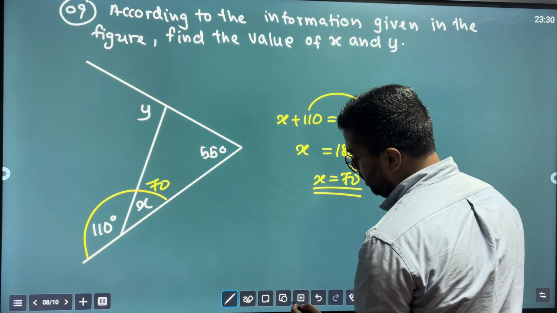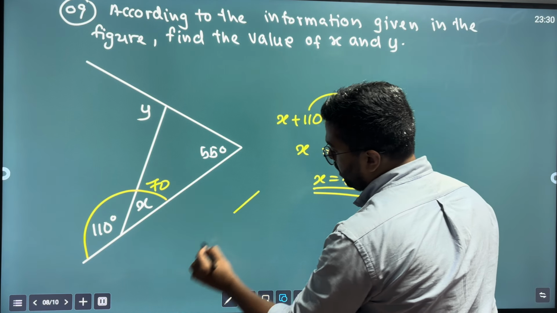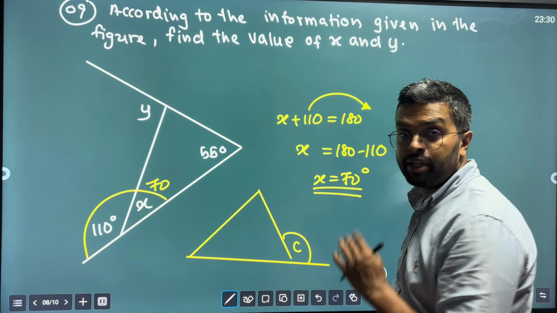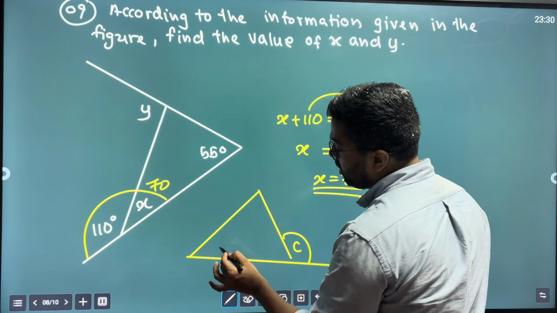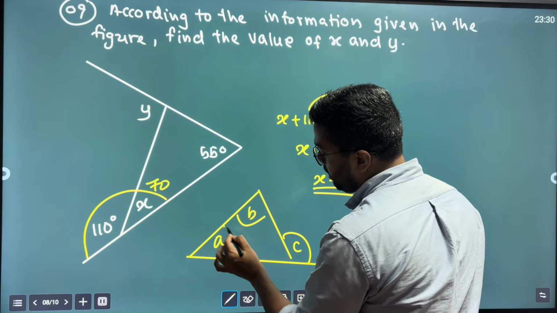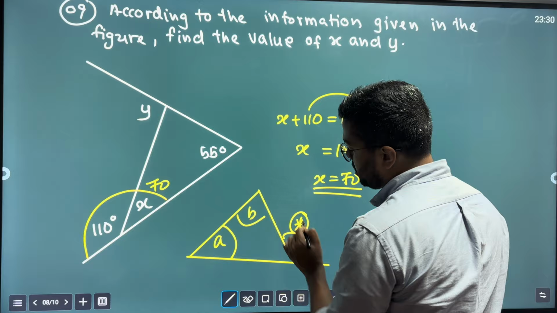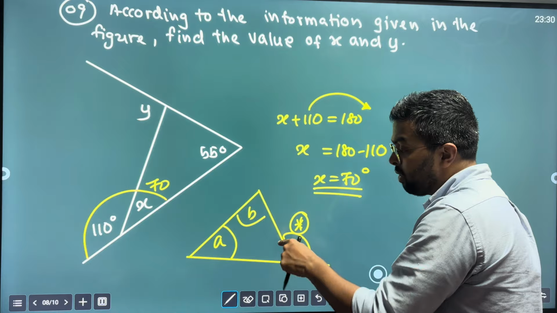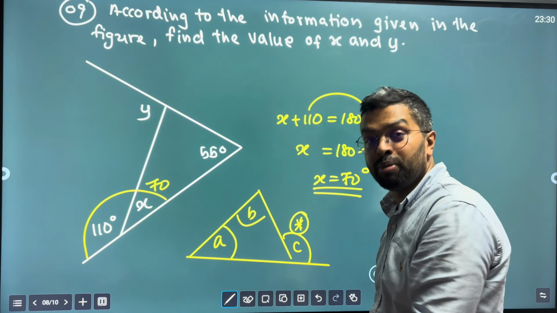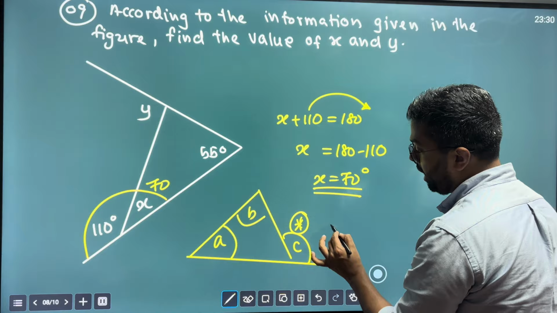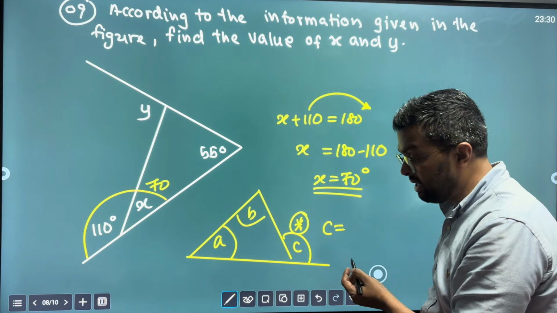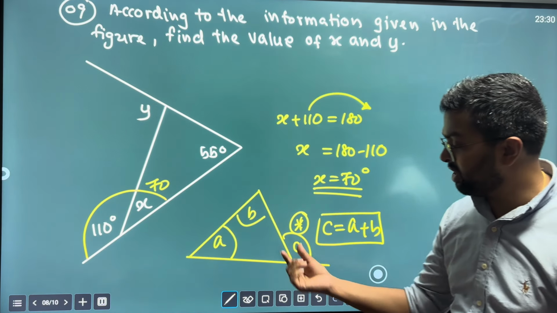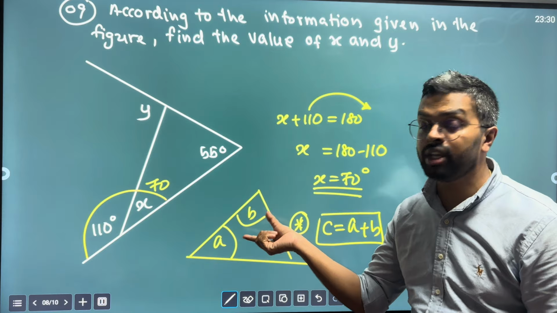Now can you remember a theorem like this? Let's say we have a triangle with an external angle. Let me take its magnitude as C. The interior opposite two angles are A and B. With respect to C, A and B are called interior opposite angles. The theorem is, the magnitude of the external angle is equal to the sum of the two interior opposite angles.